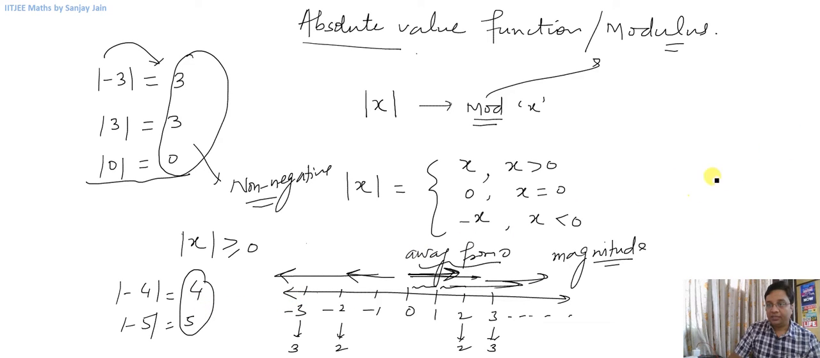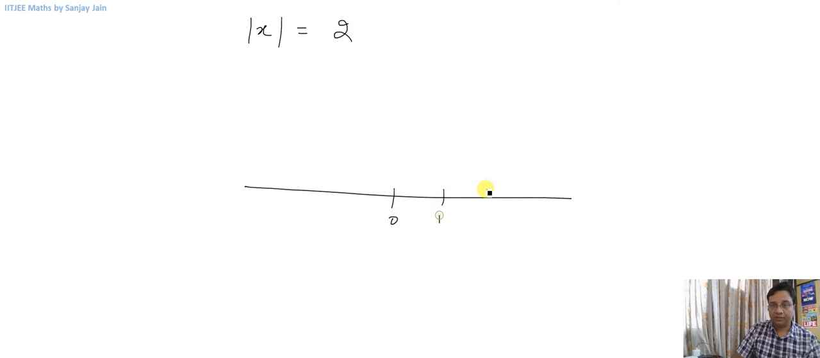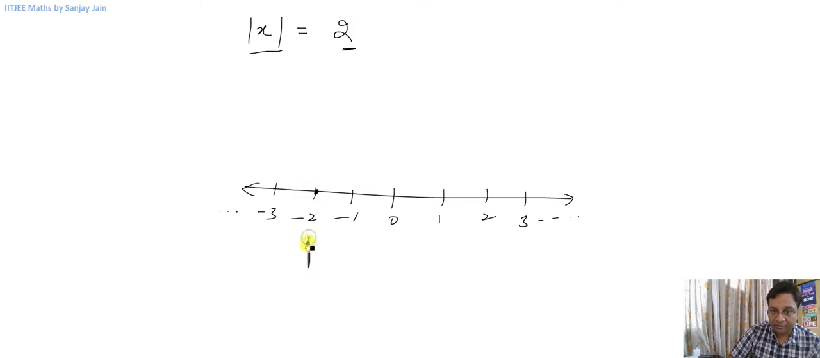so let us understand it geometrically. For example, if I say mod of x is equal to 2, let us say. Now let us draw the number line once again: 1, 2, 3, and so on, negative 1, negative 2, negative 3, and so on on the left hand side. So when I am saying mod of x is equal to 2, I am looking for a real number, the absolute value of which is 2. Can you tell me the absolute value of negative 2? It is 2.